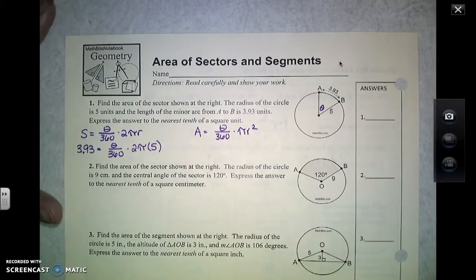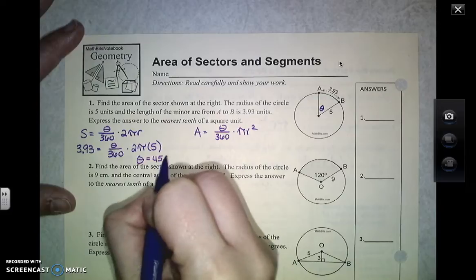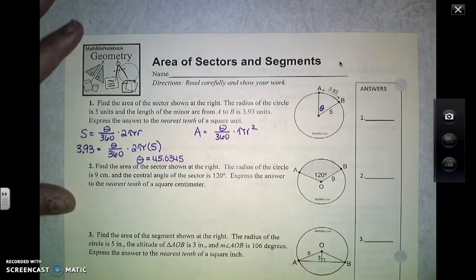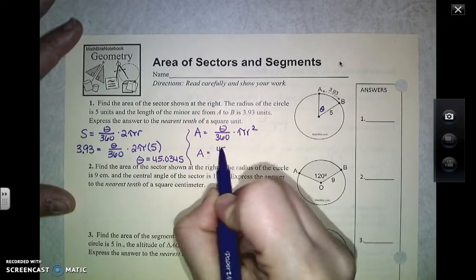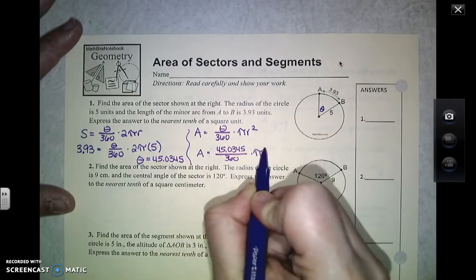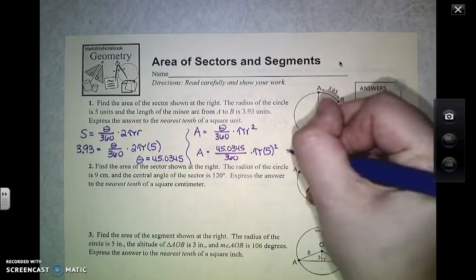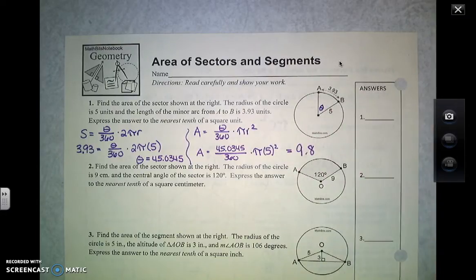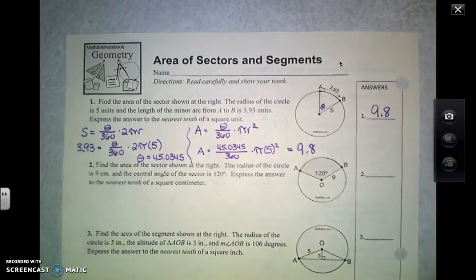Now I solved out that equation ahead of time. So once we solve this equation, we find that the central angle is 45.0345. I just used the whole thing that my calculator gave me. And so now I'm going to substitute that for theta in the area formula. So the area would be 45.0345 over 360 times pi times 5 squared, since the radius of the circle is 5. When you calculate that using a calculator, to the nearest tenth you get 9.8, and so we have an area of this sector of 9.8.